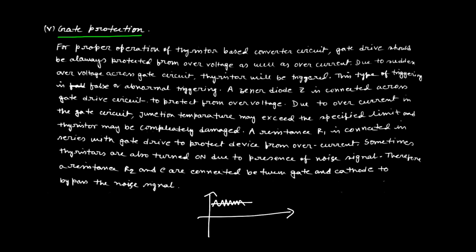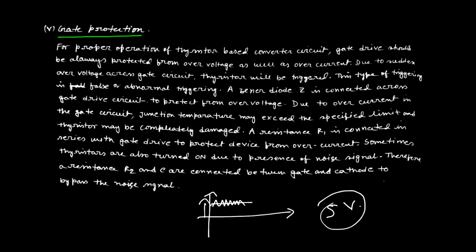Suppose the specification of the gate is 5 volt. That means if we apply 5 volt DC to the gate, then the switch will be on. Suppose we are not applying 5 volt. Suppose we are applying 4 volt to maintain the off state of the switch. But due to the presence of this unwanted signal or noise signal, this magnitude can vary, maybe 2 volt to 5 volt, maybe 3 volt to 5 volt.